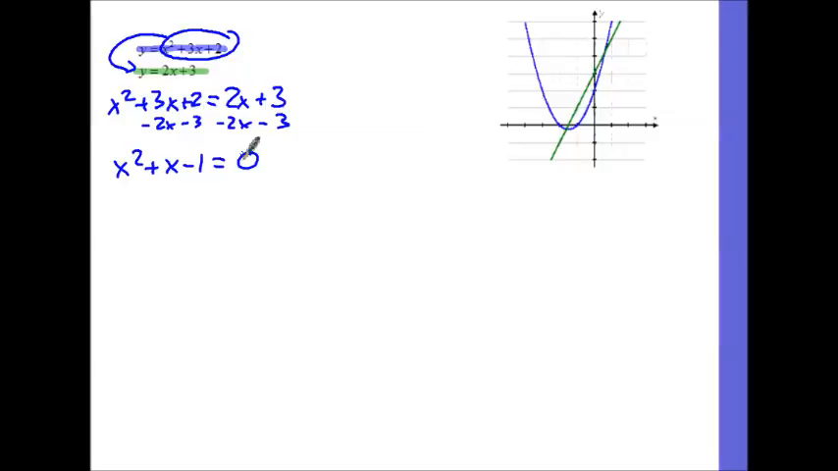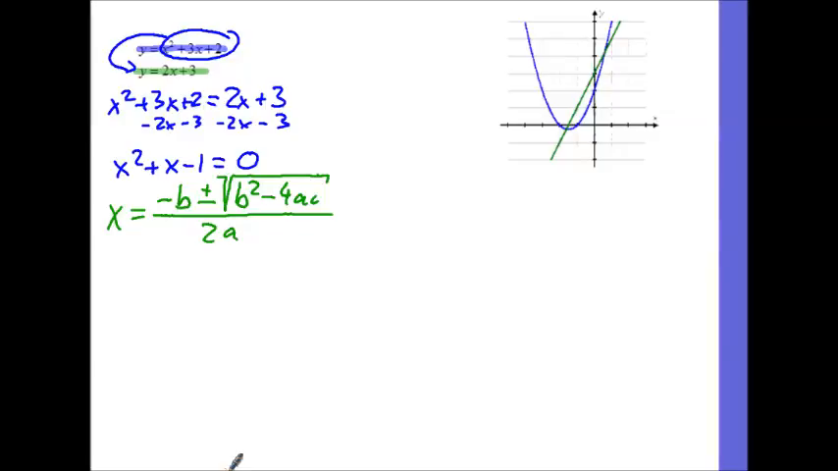Completing the square would lead us to fractions here. Maybe we want to avoid that at this point, so I'm going to go ahead and use the quadratic formula. The quadratic formula, just as a reminder, is x is equal to -b plus or minus the square root of b squared minus 4ac all over 2a.